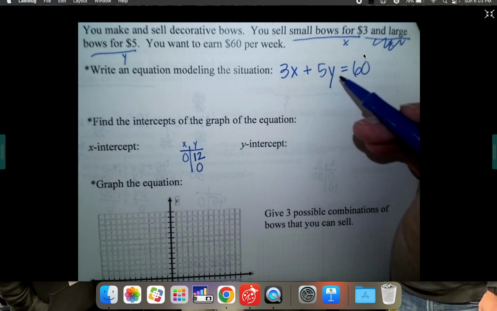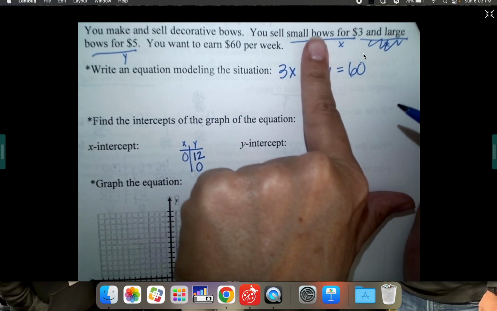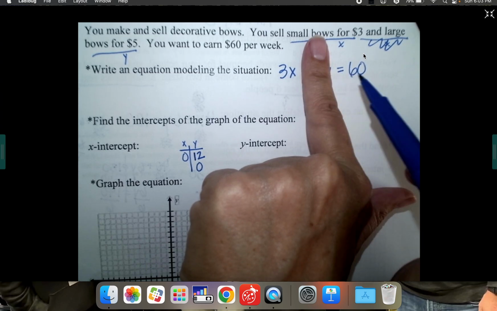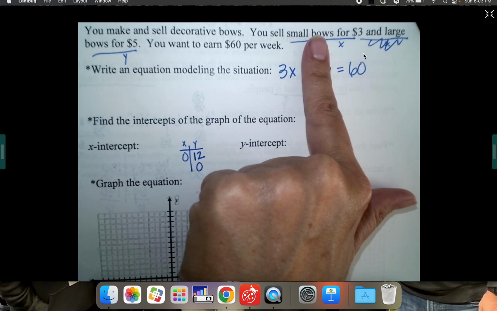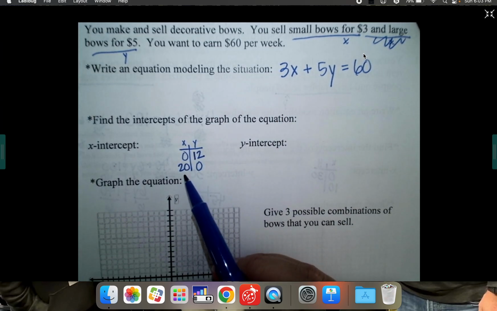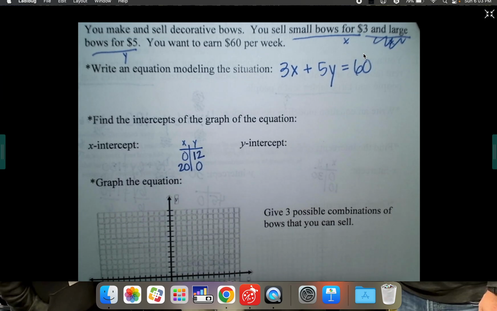Let's go ahead and find when y is 0. So if we have 0 of the large bows sold, 0 times 5, we wouldn't have any of those. So we're going to cover up those. And that leaves 3 times how many of the small bows would we need to equal $60. So 60 divided by 3 is 20. So the most amount of small bows would be 20. The most amount of large bows would be 12, or we could have anywhere in between.